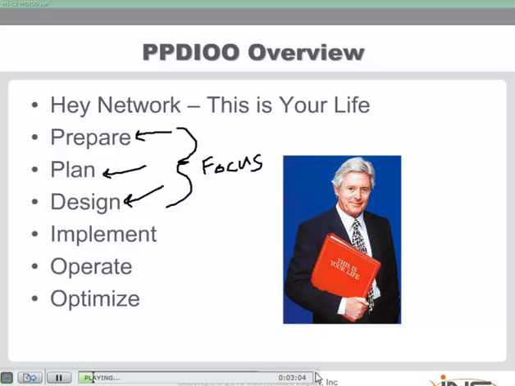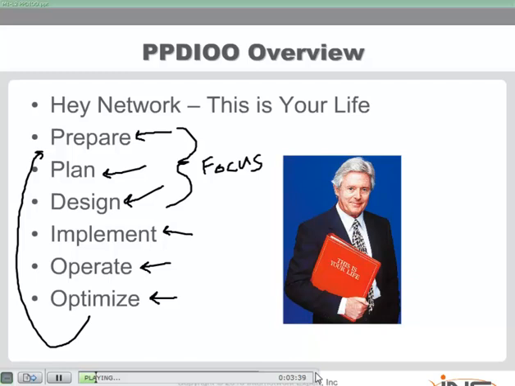After designing, we implement. After implementing, we operate the network. And then we optimize the network. And that may start this cycle all over again, by the way. As we're optimizing, we may see portions of the network, or the entire network itself, that need to be redesigned. And then we'll cycle and start all over again through preparing, planning, etc.